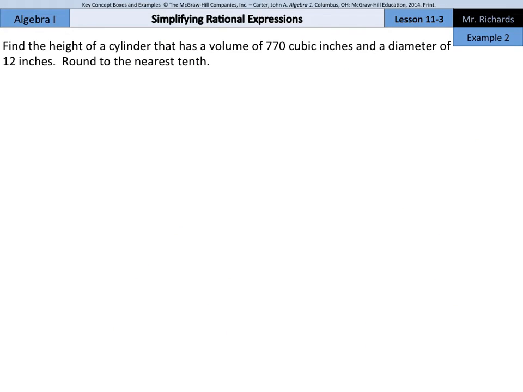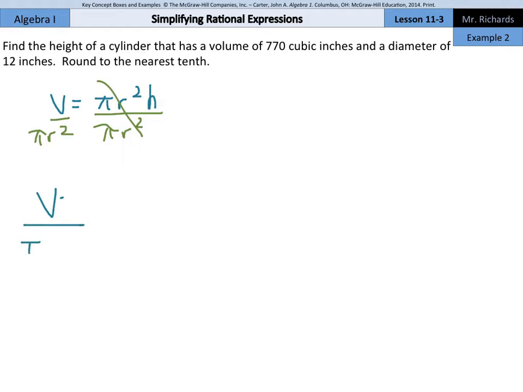Find the height of a cylinder that has a volume of 770 cubic inches and a diameter of 12 inches. Round to the nearest tenth. Well, our formula here, volume equals pi r squared height, is how we can find the volume of a cylinder. To find the height of a cylinder, if we were to divide by pi r squared on both sides, we would then have the formula volume divided by pi r squared equals the height.